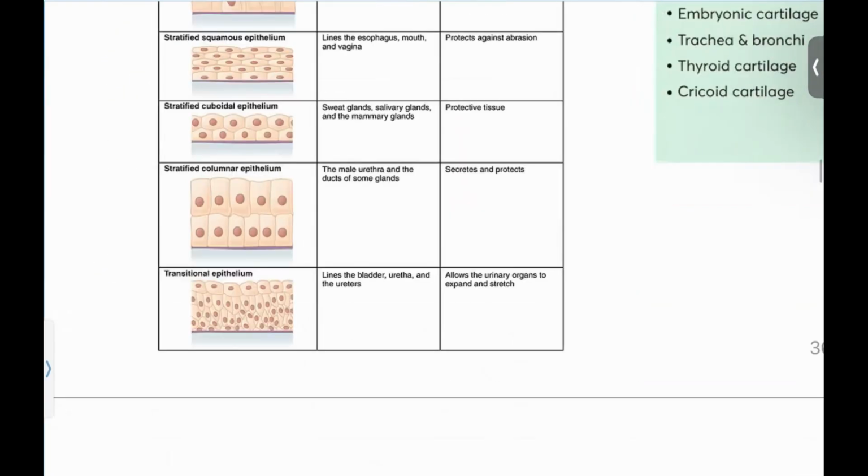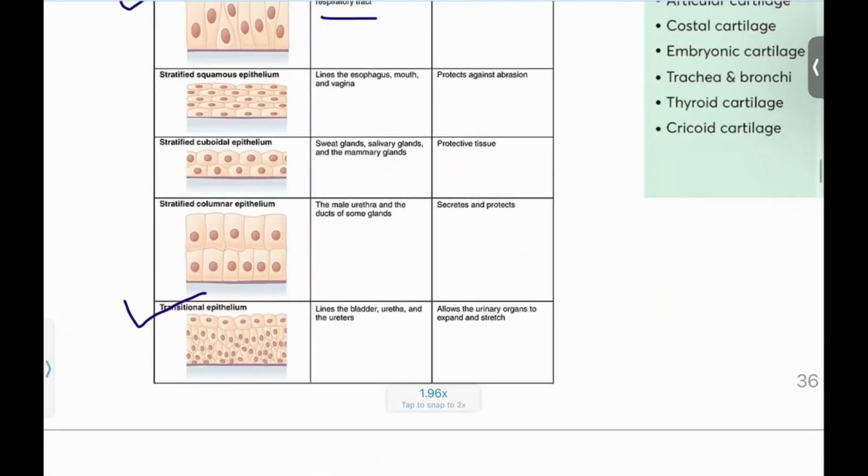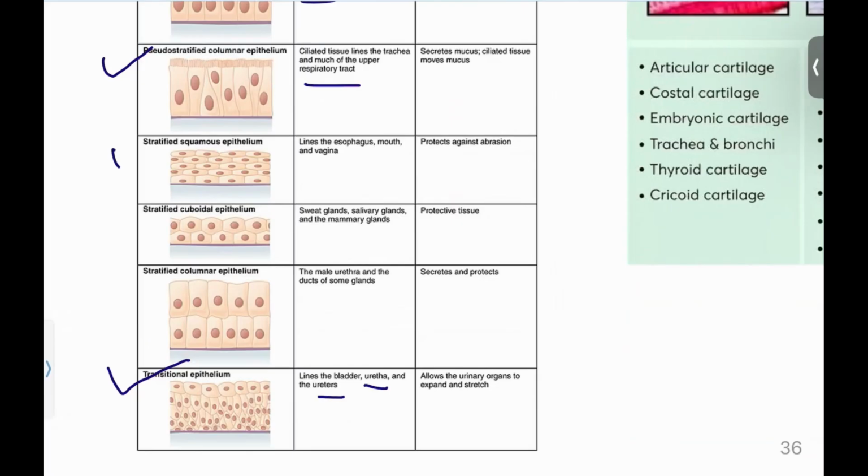And the last one is your transitional epithelium. This will be lining the urethra, ureters, and the bladder. And this question is also asked: stratified squamous epithelium is present in the esophagus, mouth, and the vagina. So epithelium type and their location is very, very important.